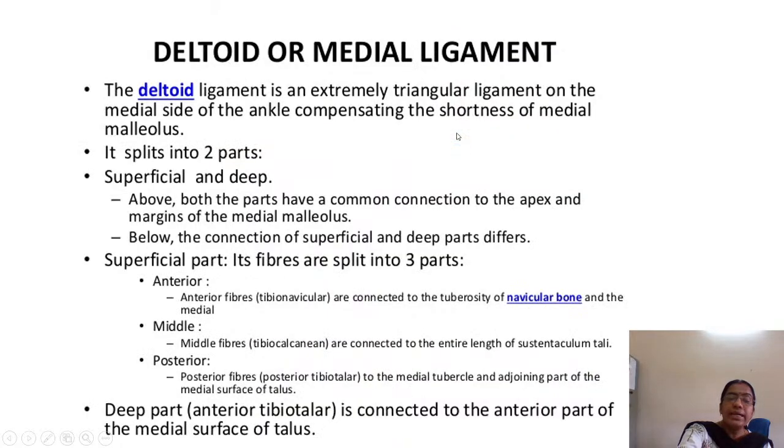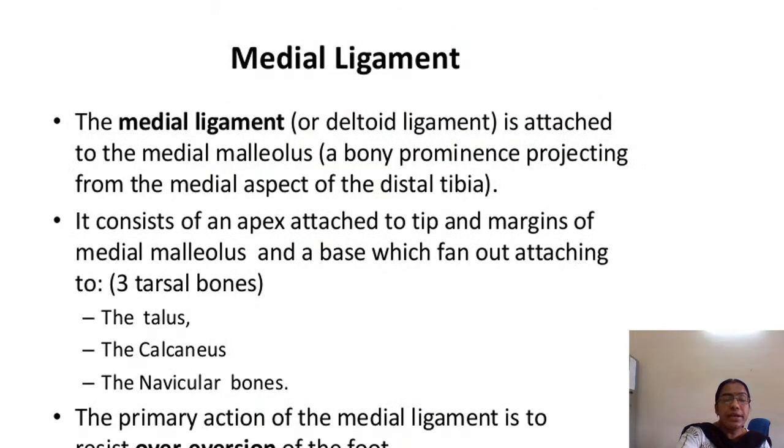When you see in depth about the deltoid or medial ligament, the main action of this medial ligament is to resist eversion of the foot. There is inversion of the foot and there is eversion of the foot. If you think of this as a foot, this is the medial margin of the foot, and this is the lateral margin of the foot.